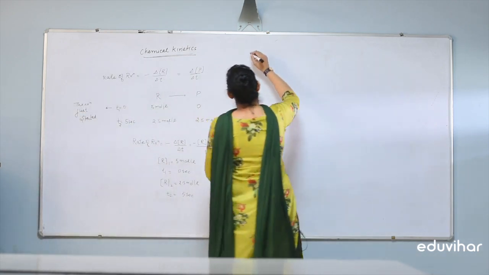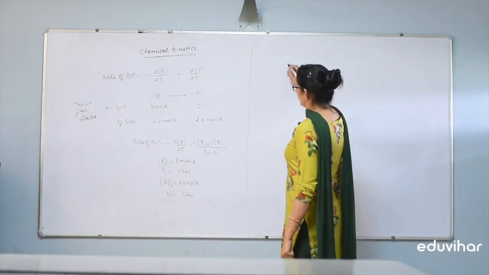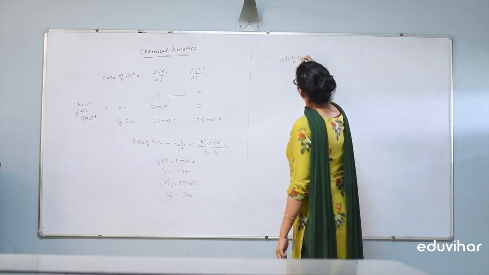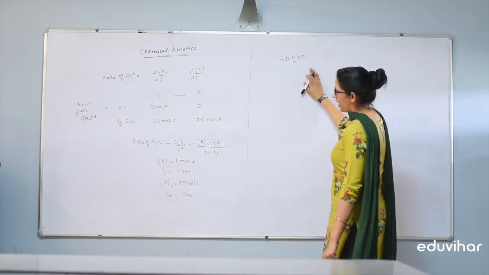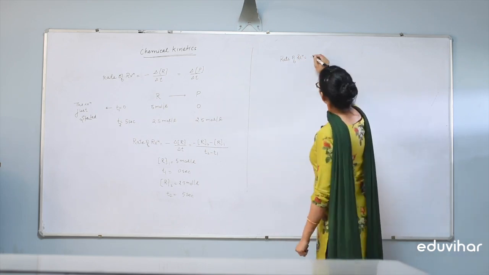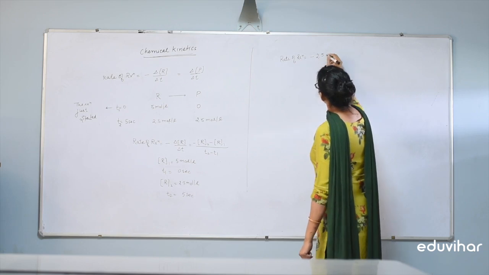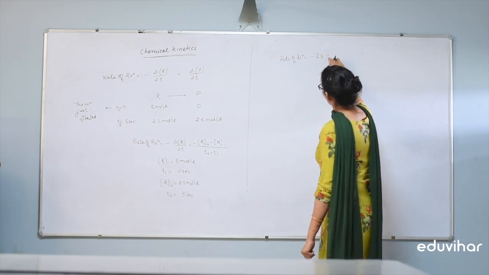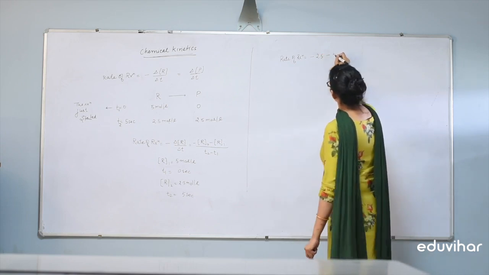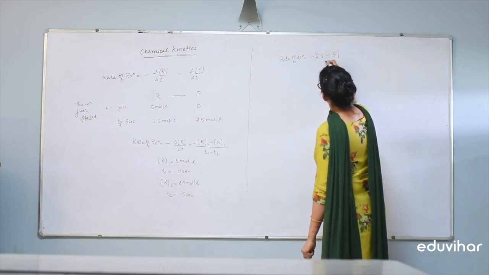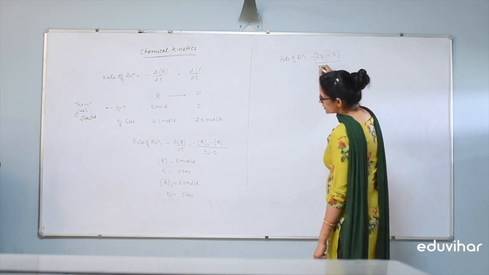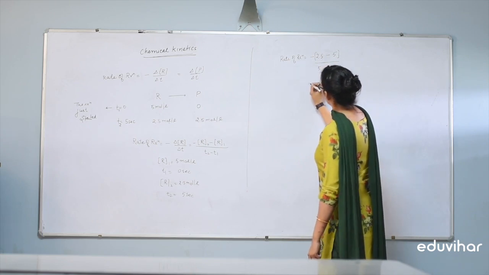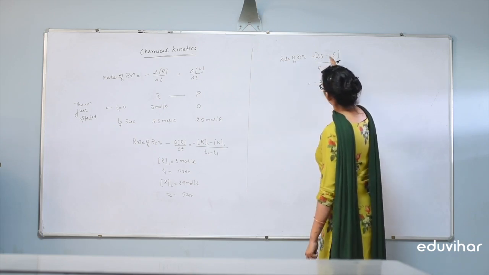Putting these data, the rate of reaction is equal to negative (R2 minus R1) divided by (T2 minus T1). R2 is 2.5, R1 is 5, T2 is 5, T1 is 0, that is equal to minus 2.5 divided by 5.